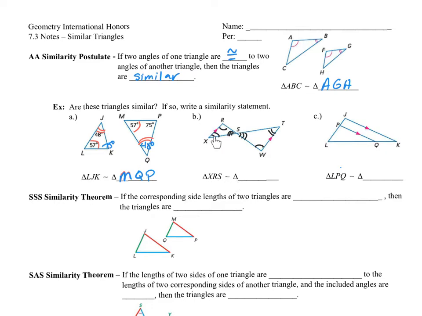Now X with two arcs would correspond to T with two arcs, and then R in the first triangle with one arc would correspond to W, and then S in the first triangle corresponds to S in the second triangle.